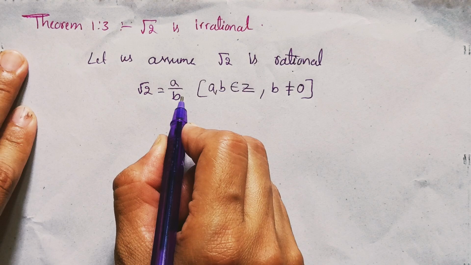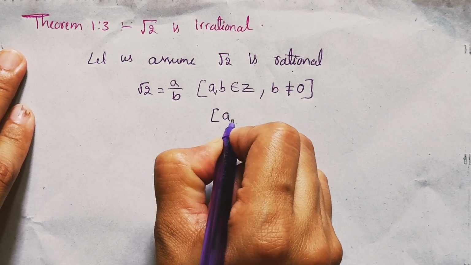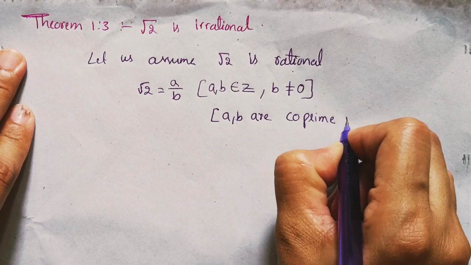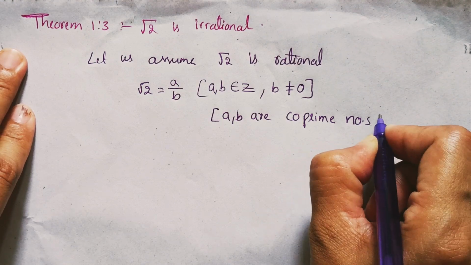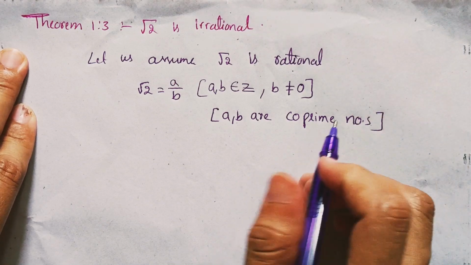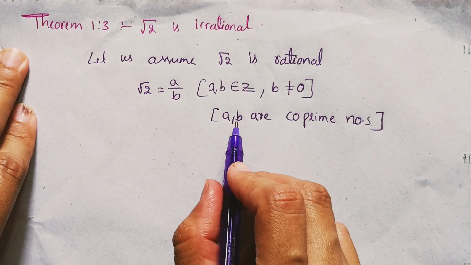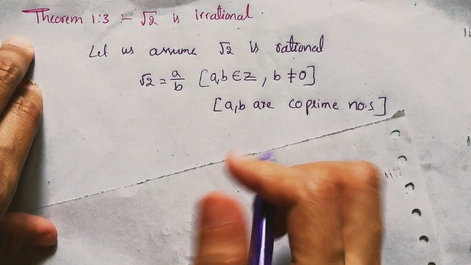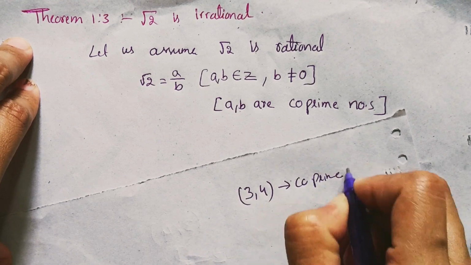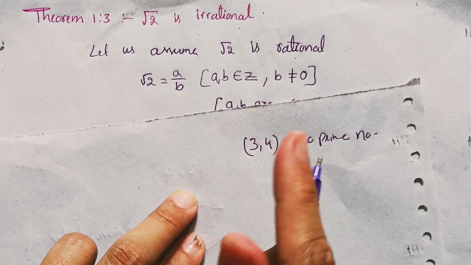So here a and b are co-prime numbers. What do you mean by co-prime numbers? Co-prime numbers should have only 1 as a common factor. Only 1 should be a common factor for both. Let me explain what co-prime numbers are. I am taking 3 and 4, which are co-prime numbers.